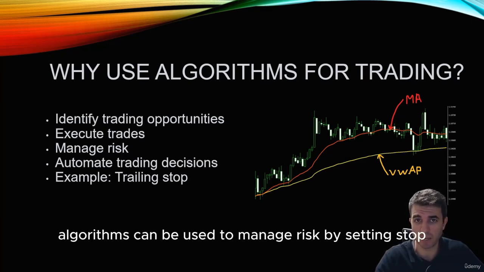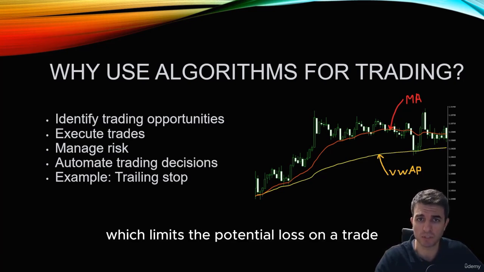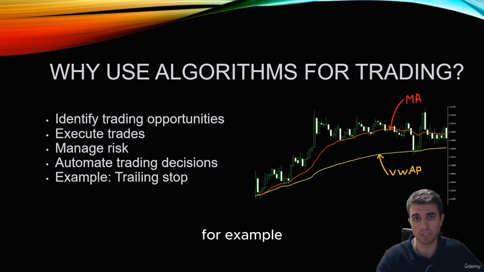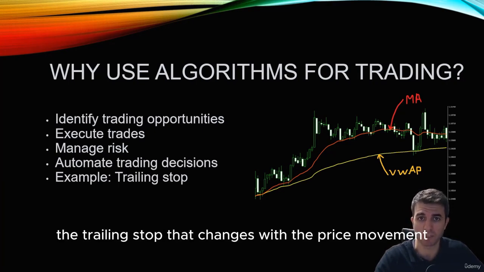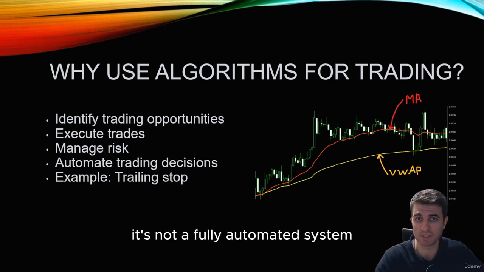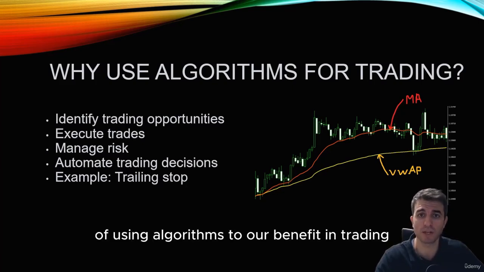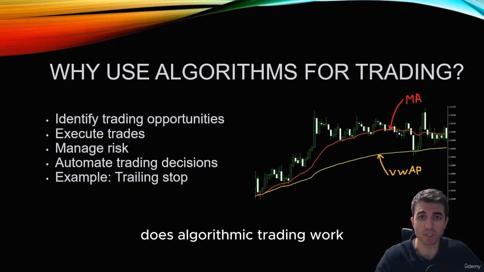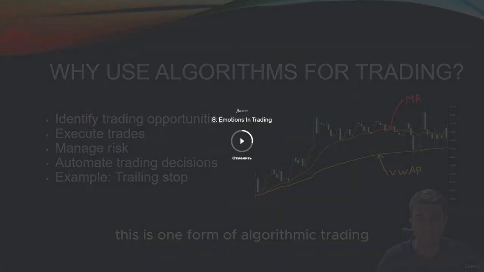Additionally, algorithms can be used to manage risk by setting stop-loss orders, trailing stops, which limit the potential loss on a trade, for example. So one very simple example of algorithmic trading is the trailing stop that changes with the price movement. It's not a fully automated system, but it's still a form of using algorithms to our benefit in trading. So if you have this question, does algorithmic trading work? Well, actually, think about the trailing stop. This is one form of algorithmic trading.